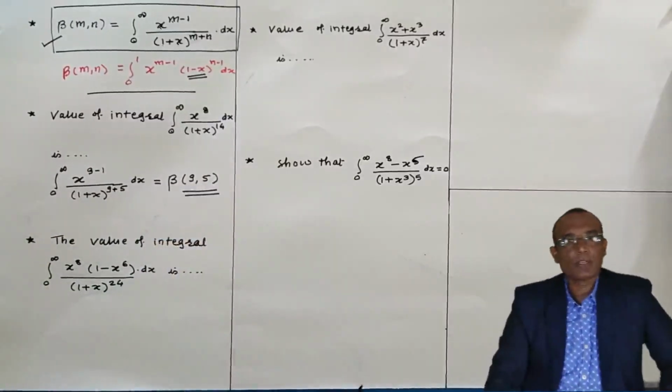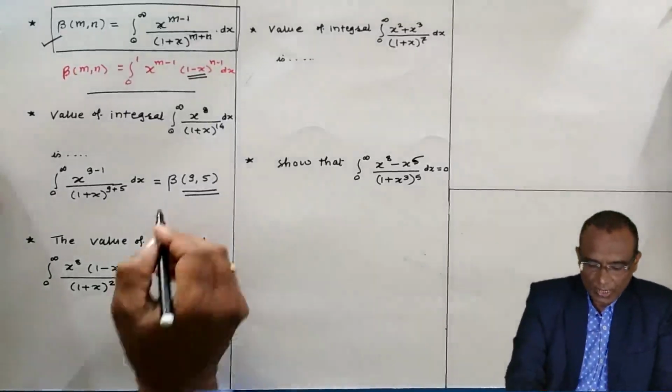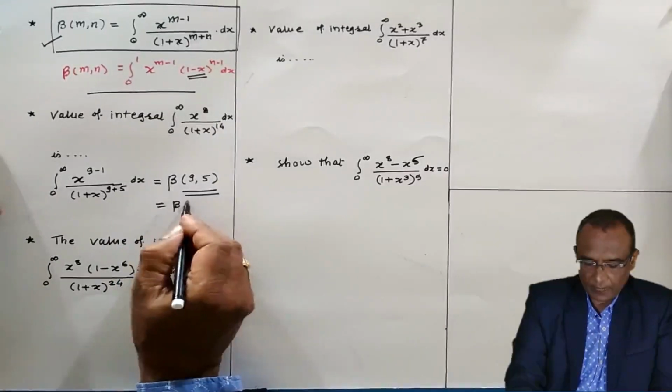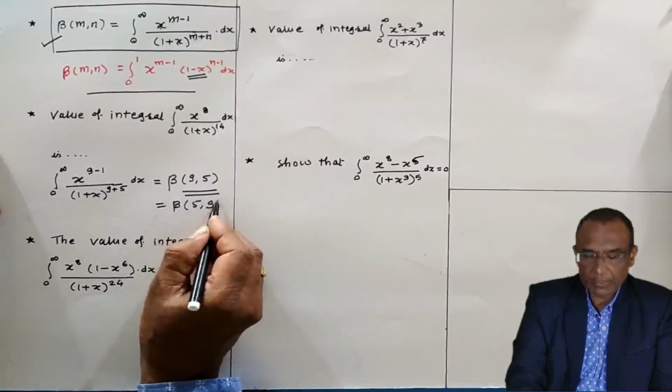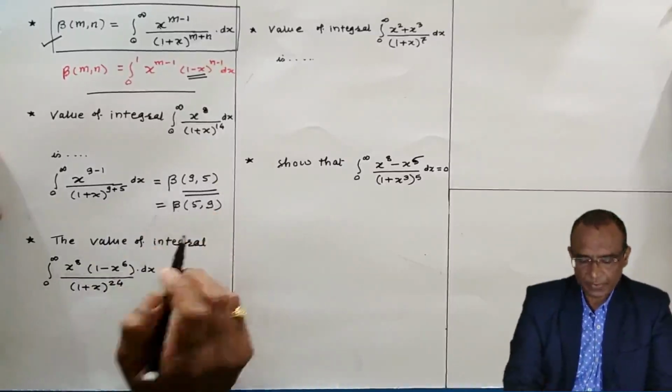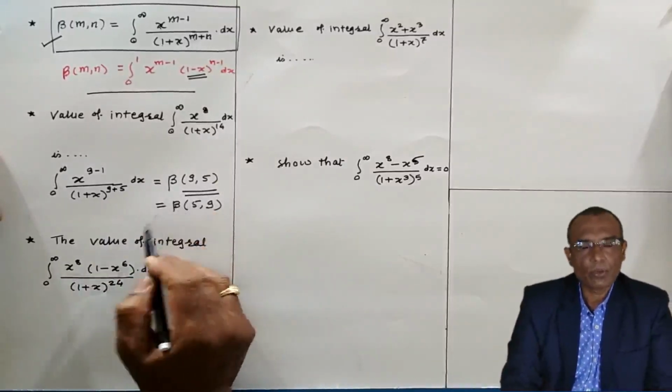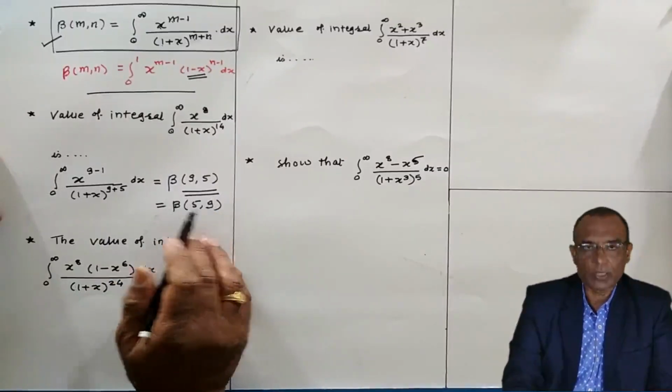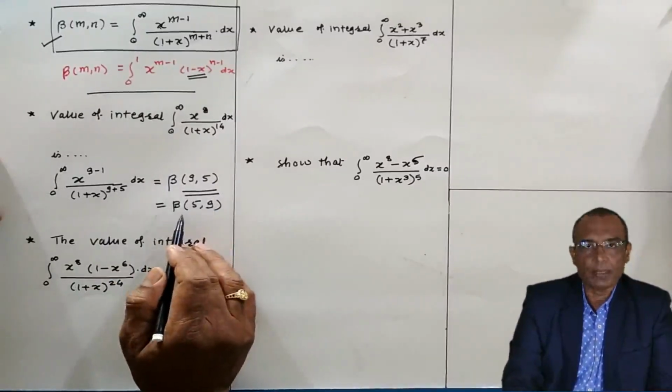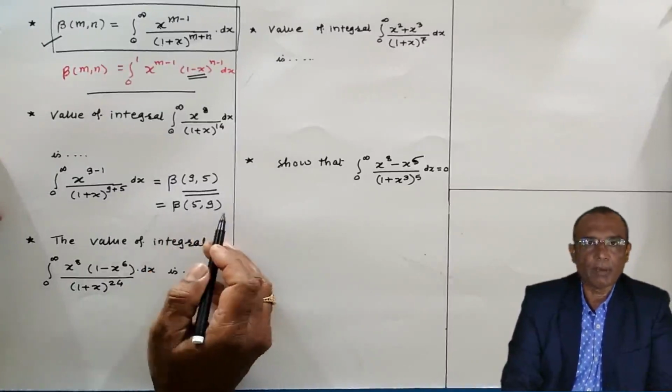The beta function is commutative. If you write like this, it is also okay. Beta 5, 9 and beta 9, 5 is the same thing. And you can convert it into gamma function also if you want, but not necessary. Gamma 5, gamma 9 divided by gamma 14.